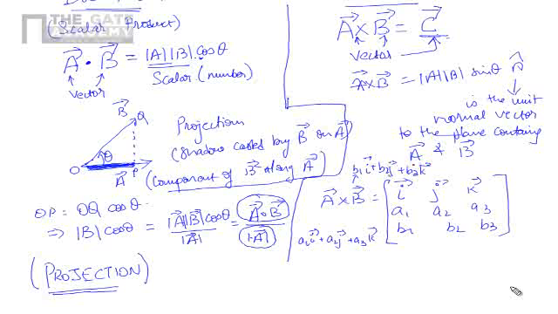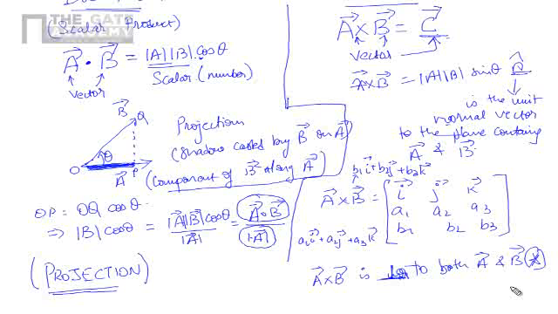Now understand that A vector cross B vector is perpendicular to both A vector and B vector. Please remember this. This is very, very important, because clearly n hat is the unit normal vector perpendicular to the plane, the unit normal vector to the plane containing A vector and B vector.